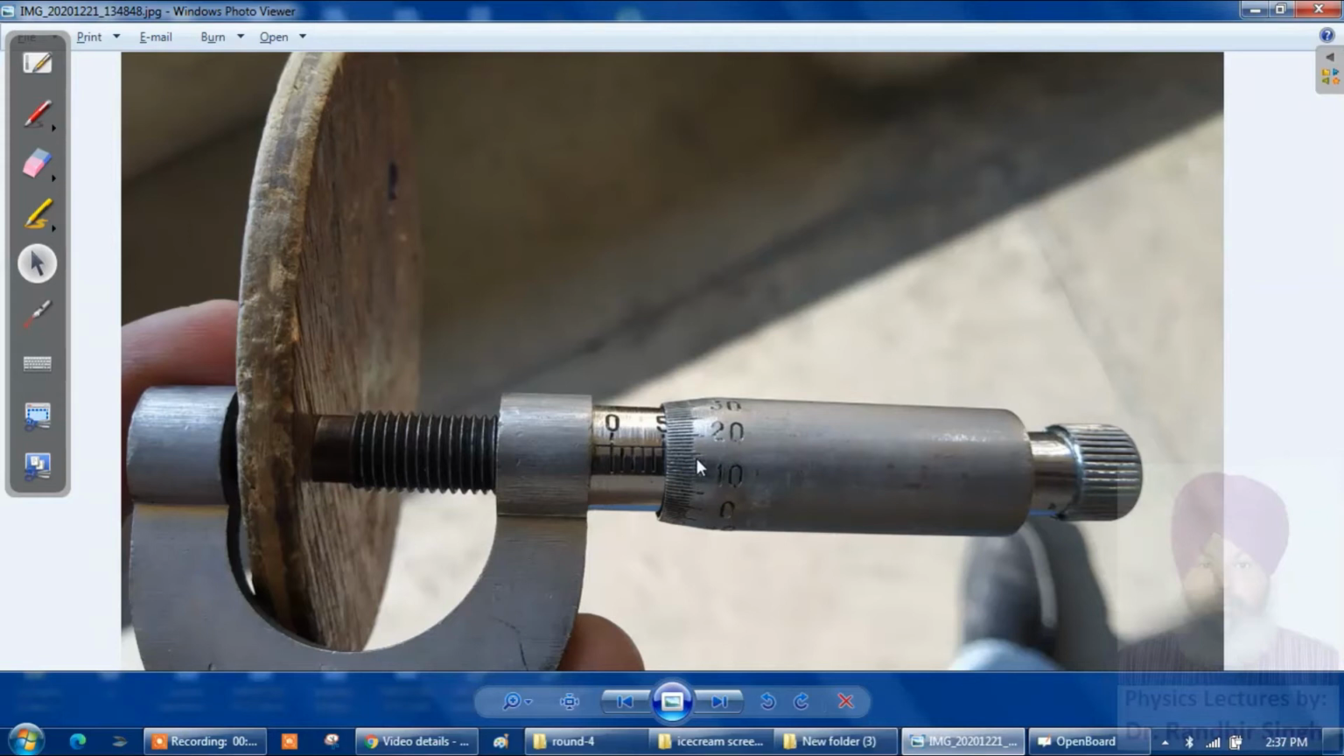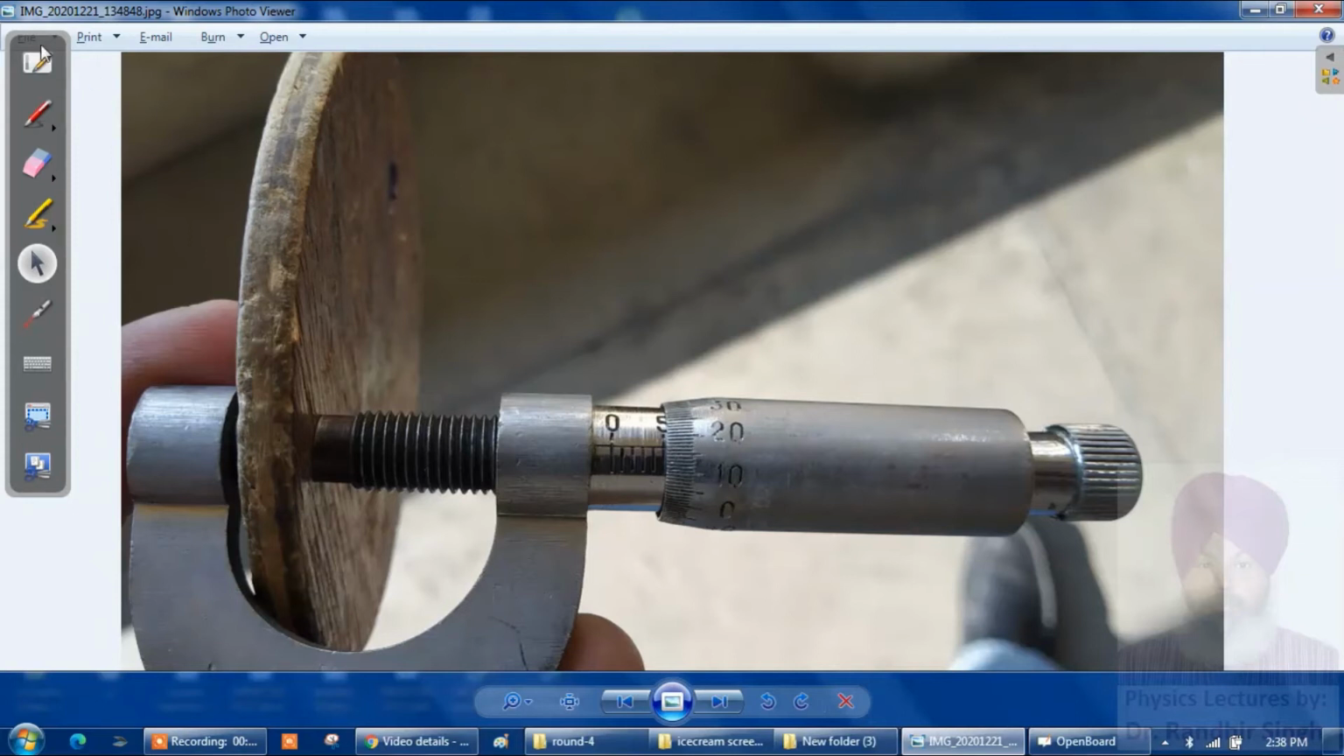Okay, students, the main scale reading that is visible is 5, and for the circular scale, this is 15, this is 16, this is 17. So the 17th reading on the circular scale is matching with the reference line of the main scale. If you multiply 17 by the least count, it will become 0.17. Since on the main scale 5 mm is visible, the main scale reading is 5 mm. The ring of the circular scale is to the right of 5 mm, so the total reading of this thickness is more than 5 mm. So if we add both of these readings, 5 mm added with 0.17 will become 5.17 mm. So now we have taken both of the readings of the thickness of the wooden disc.